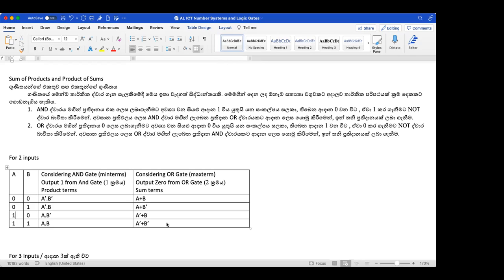So here you have different combinations. Both are 0. If both are 0, we cannot produce 1. But if we invert it, A' is 1 and B' is 1. If both are 1, then we can produce 1: A' and B'. Here A' is 1, so A'B can produce 1. Here B is 0, so B' is 1, so AB' can produce 1. Here both A and B are 1, so AB can produce 1. So the expectation is to get 1 from the AND gate. Understood?